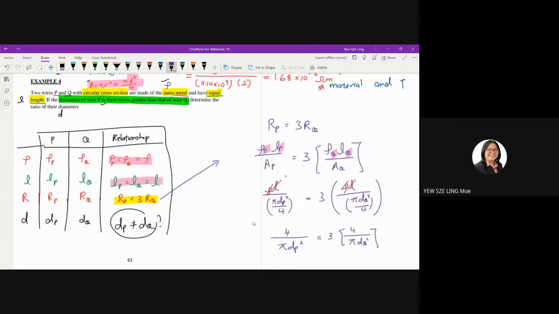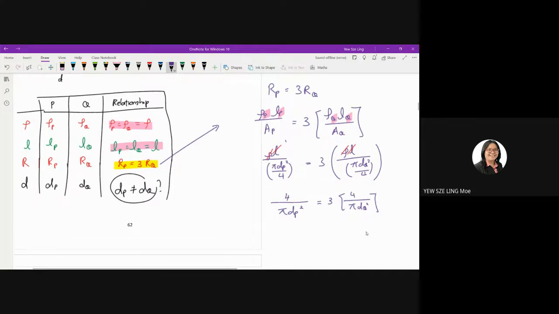So now, when you have equations in this form, you can simplify it further. How? Let's see. I have 4 on both sides, so I'm going to cancel it out. I have pi on both sides, I'm going to cancel it out. So what I have right now is 1 over dp squared equals 3 over dq squared.